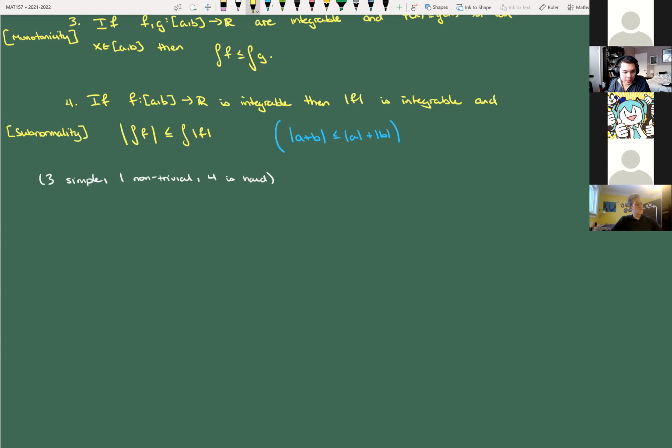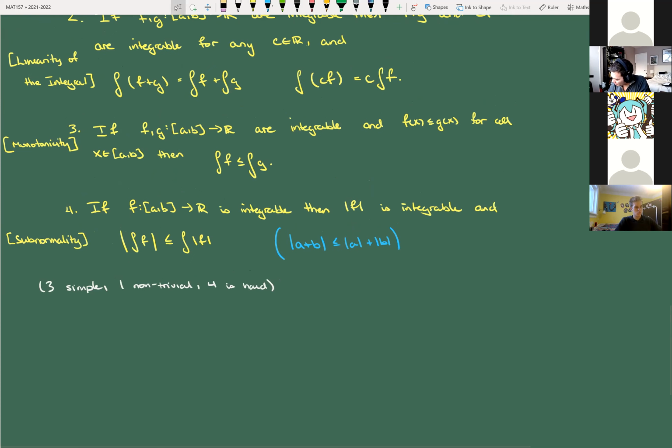Is 2 easy? Yeah, 2 is pretty straightforward. I'm going to do the harder of them. So I'm going to leave this one for you. This one's very easy. This one is harder than 3, but I think it's easier than 1. Okay, so 3 is really, really simple.